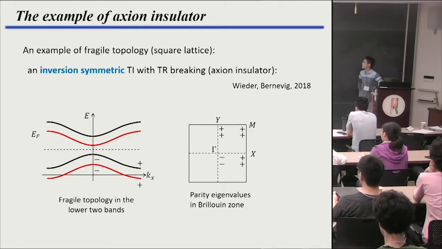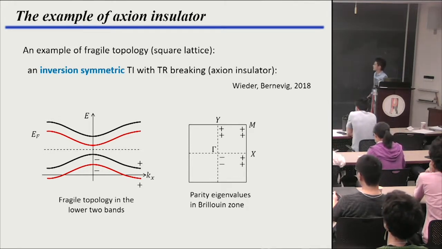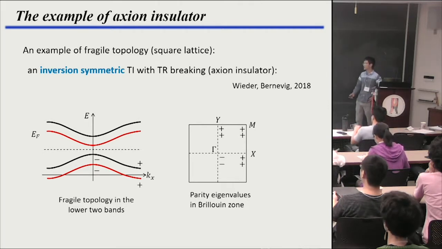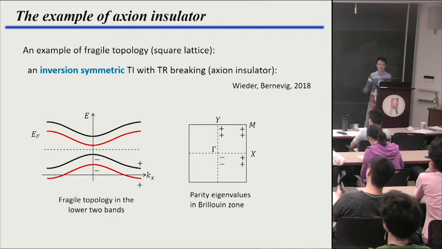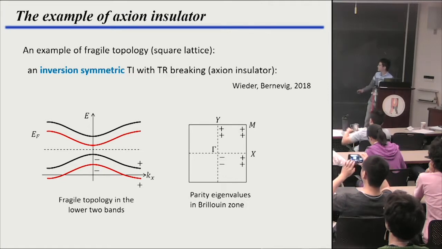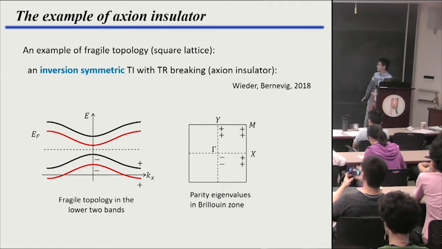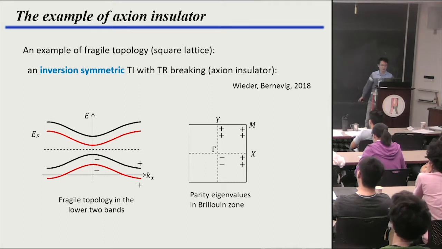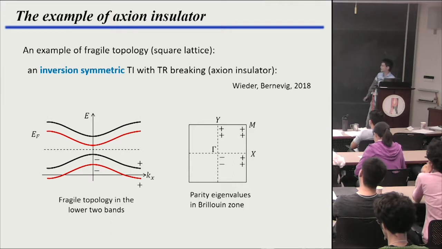So to see a very simple example, let's consider a topological insulator with time reversal symmetry breaking. In principle, if you break time reversal symmetry, the topological insulator is no longer stable in the original sense. In this case, it's called an axion insulator. But if you still have inversion symmetry, if it is an inversion symmetric TI with time reversal breaking, you can show that there is still some fragile topology in this system. So this is an illustration of the breaking of time reversal symmetry.